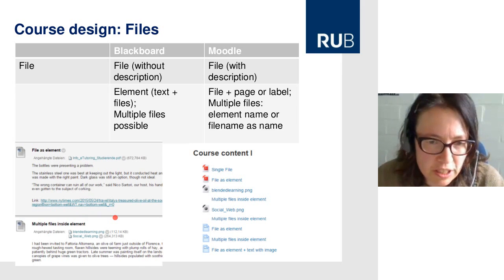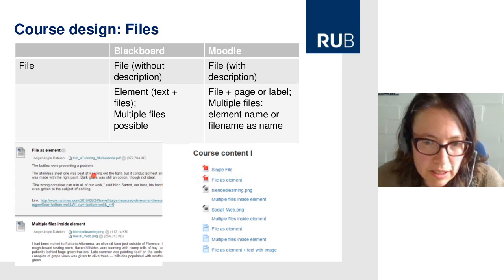I have a screenshot here on the left where you can see this file as element. You have here some text, and then you also have a document. And you can also have multiple documents, as I said. So how do you convert this to Moodle? Well, of course, the files you convert as a file, as seen here. On the right, you see what this file as element becomes in Moodle.